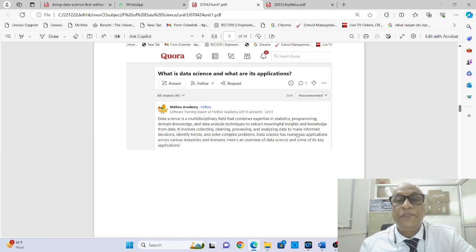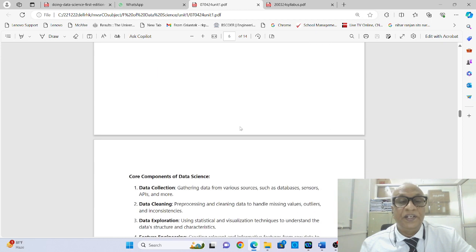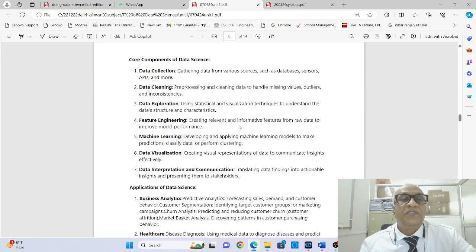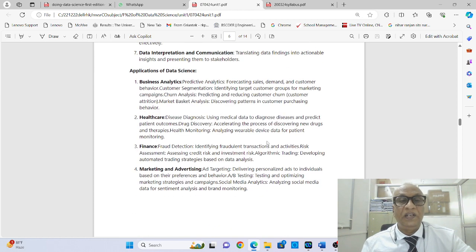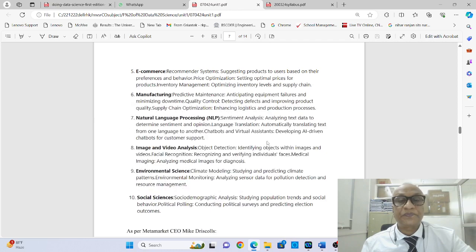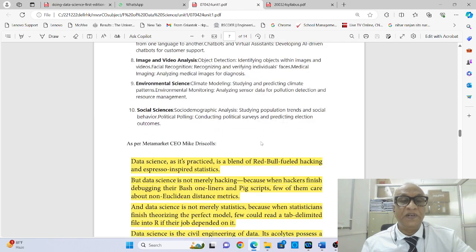Then we shifted to definition of data science from Quora, where it said that data science is a multidisciplinary thing which has an expertise of statistics, programming, domain knowledge, and data analysis techniques. These were the core components of data science which we mentioned, and few applications including predictive analytics, recommendation system, sentiment analysis.